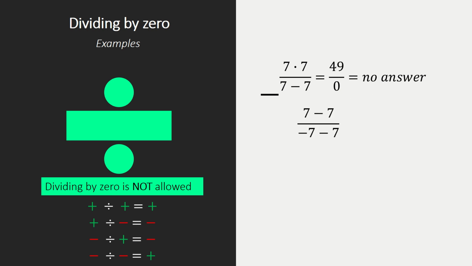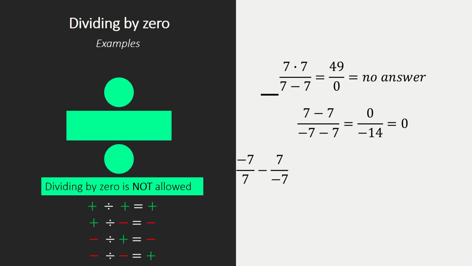What about 7 minus 7 over minus 7 minus 7? First of all, you're going to simplify the numerator and denominator. So you get 7 minus 7 equals 0 and minus 7 minus 7 equals minus 14. So you get 0 over minus 14, which is 0.